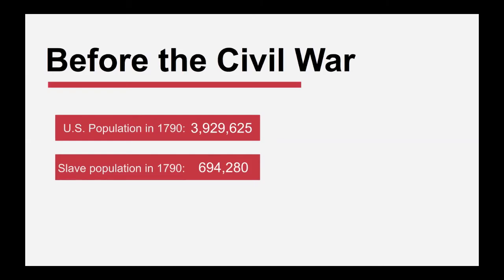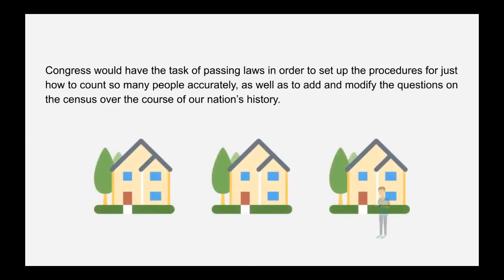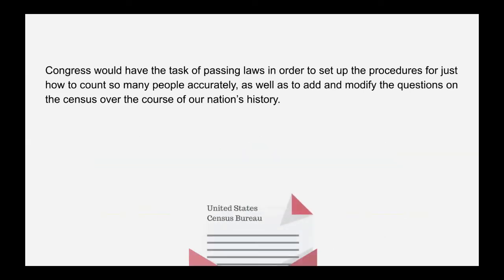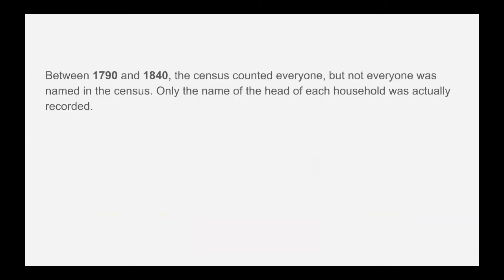The Constitution does not describe how the census would be taken. Congress would have the task of passing laws in order to set up the procedures for just how to count so many people accurately, as well as to add and modify the questions on the census over the course of our nation's history. Census takers went door to door until 1960, when the census questionnaires were first mailed to U.S. households. But going back, between 1790 and 1840, the census counted everyone, but not everyone was named in the census.